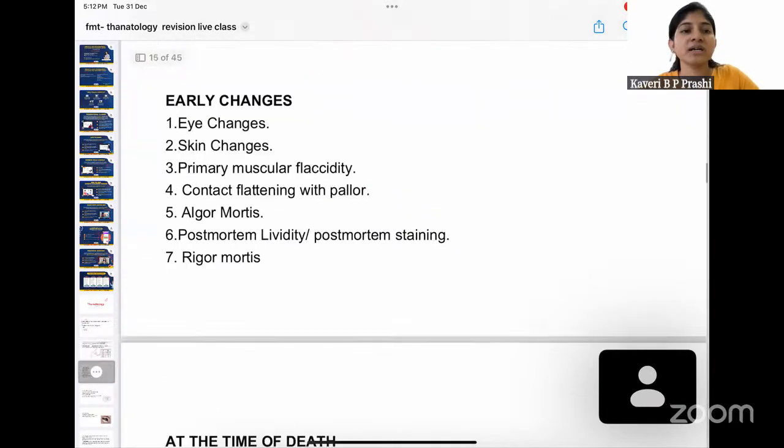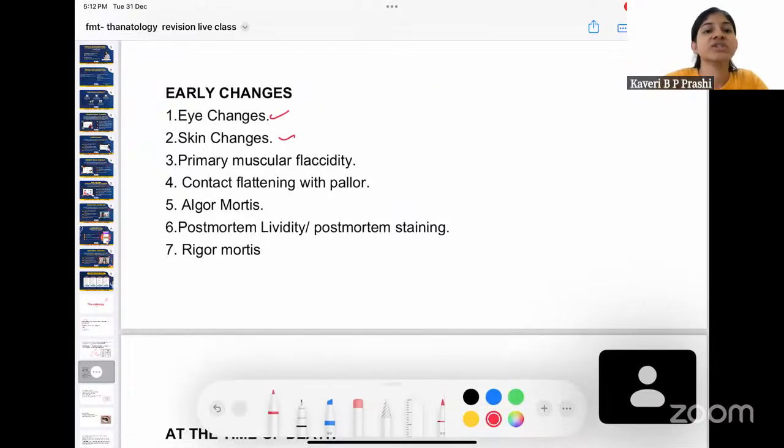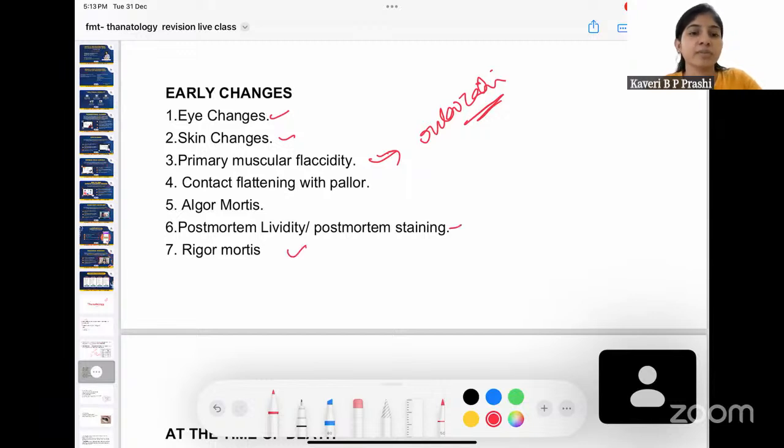Now coming to the early postmortem changes, initially we have the eye change, skin change, primary muscular flaccidity, that is muscular relaxation, contact flattening with pallor, algor mortis, postmortem lividity or postmortem staining, and rigor mortis. So these are the various changes, and I'll be explaining all these changes in depth now.